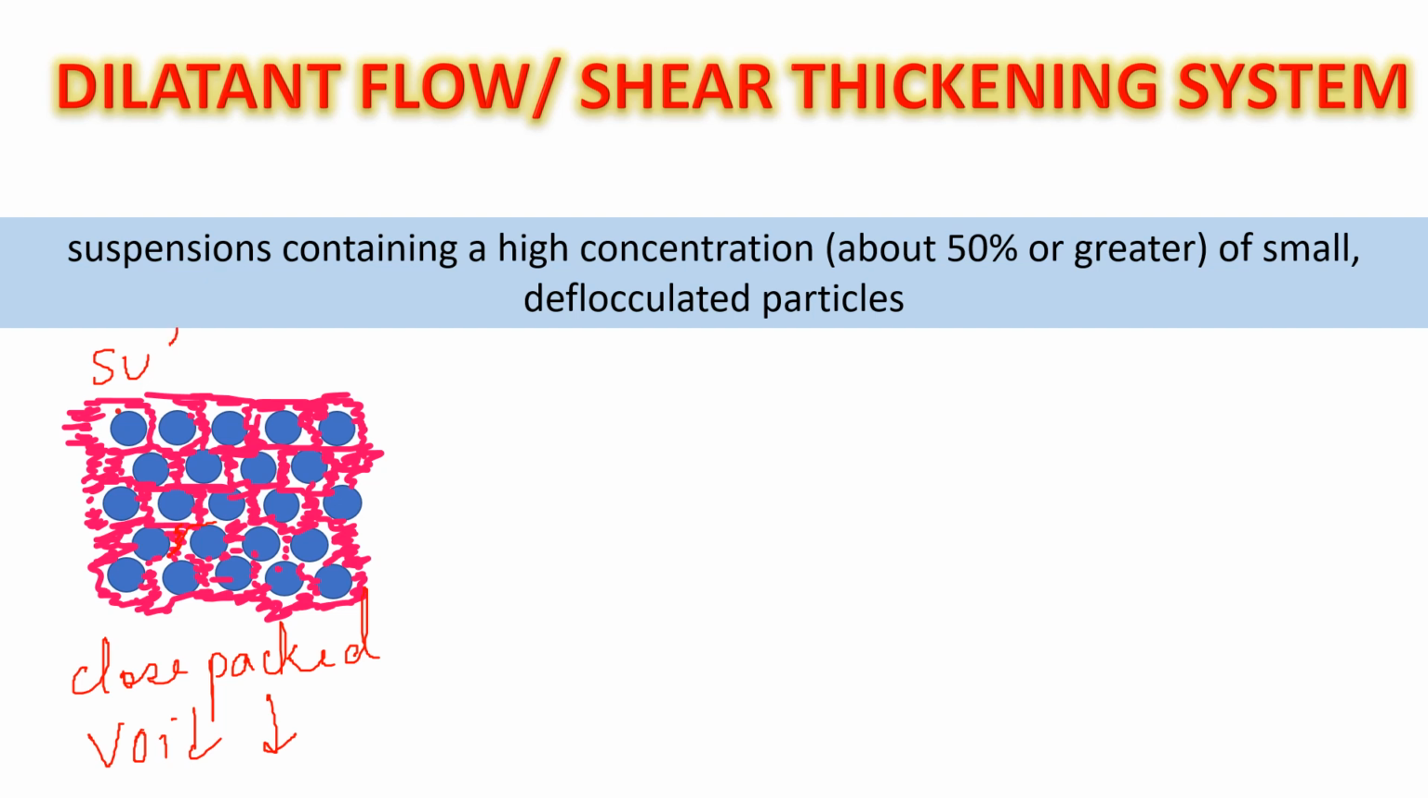And the vehicle, this vehicle in red color, can I say it is sufficient to just keep them separated or just to wet them completely? It is just sufficient to cover everything, that much sufficient vehicle. Am I right? If we talk about consistency, here the consistency is a little less, the viscosity is a little less here, okay. So these are deflocculated, therefore their viscosity is a little less, okay.